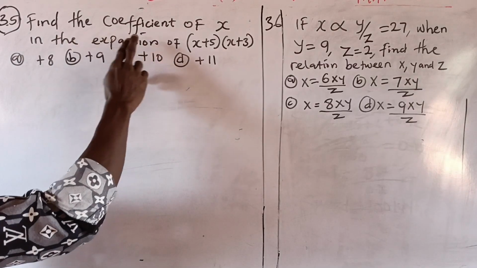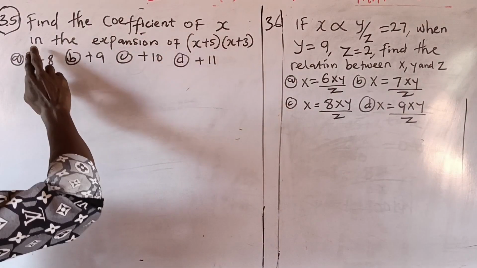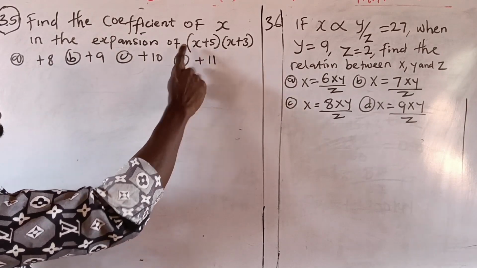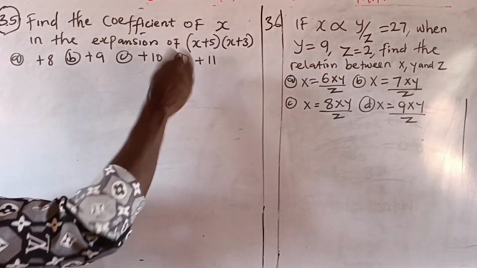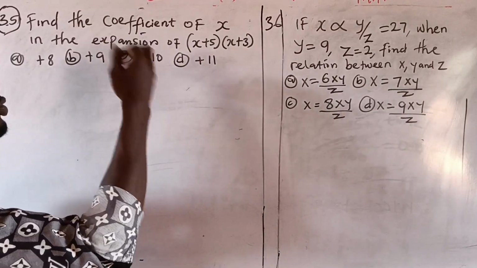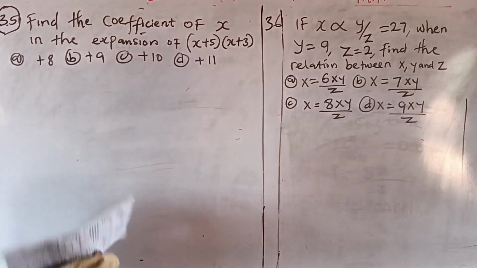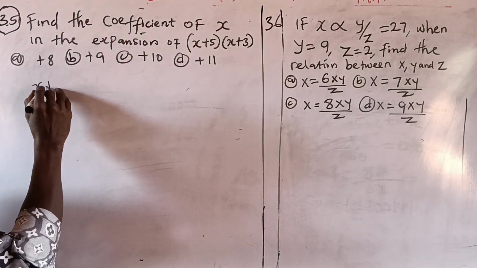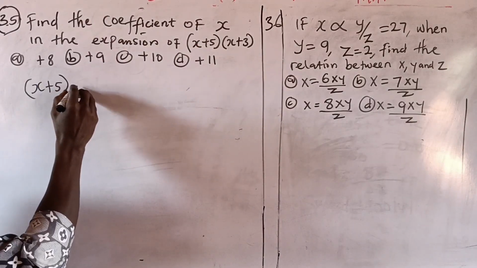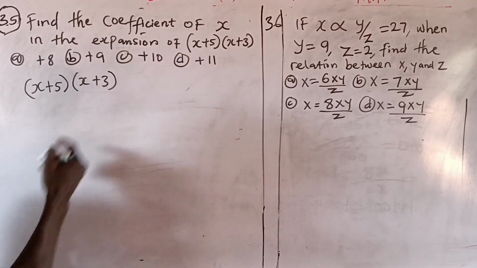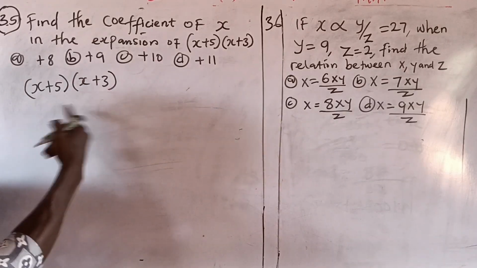Let's find the coefficient of x in the expansion of this. When we expand this, we should find the coefficient of x. So we want to open the bracket to know the coefficient of x. Look at the option. So we have this question, (x + 5)(x + 3). So now let's open the bracket.